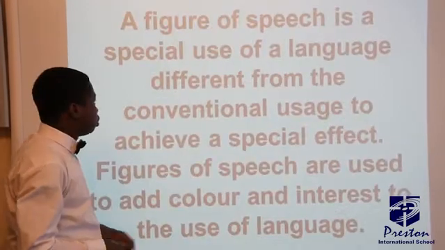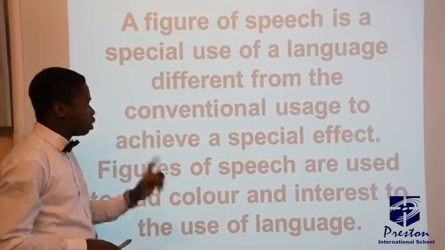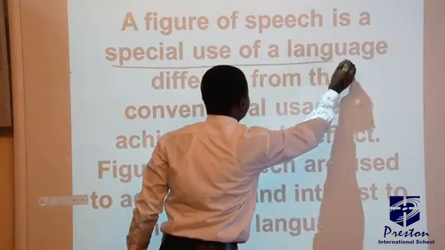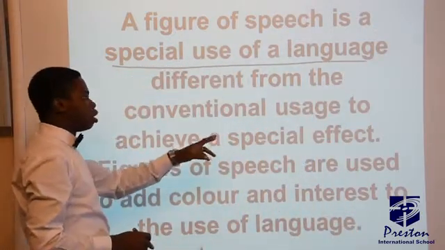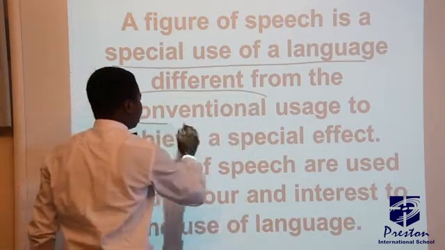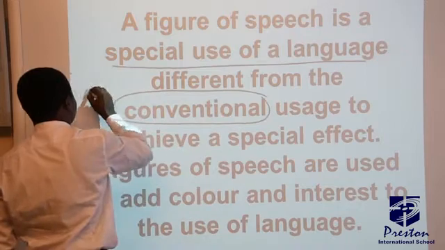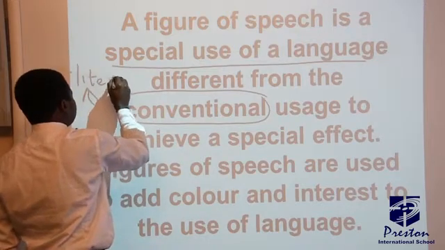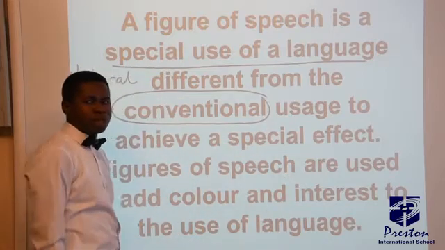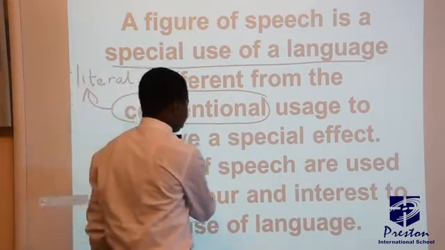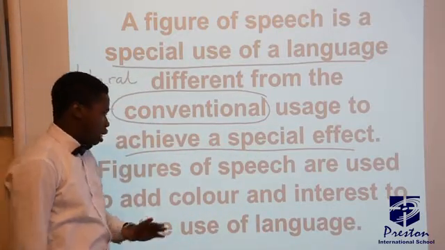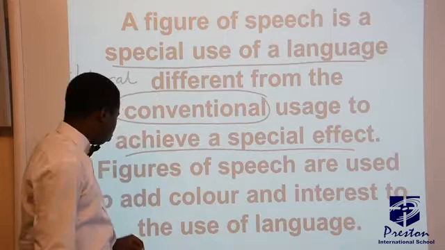So what are figures of speech? A figure of speech is a special use of language. Let's emphasize this. Different from the conventional usage to achieve a special effect. Please, in the next slide, we'll be looking at this, and I'm going to be capturing that with the word literal. Okay? Then the major reason we use figures of speech is to create or achieve special effect. Figures of speech are used to add color and interest to the use of language.